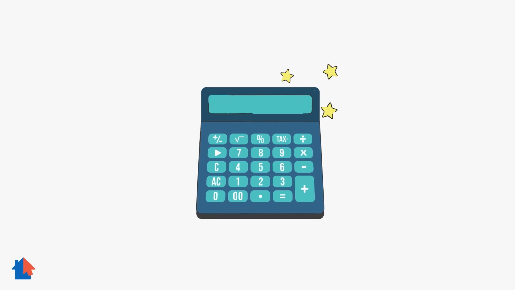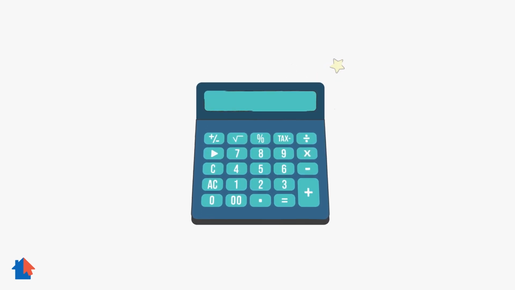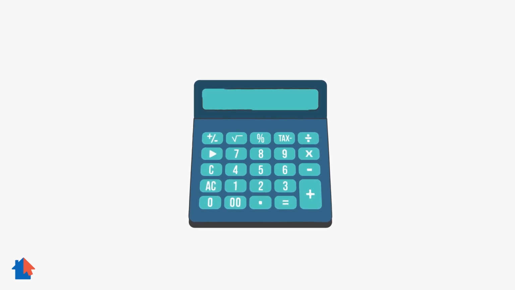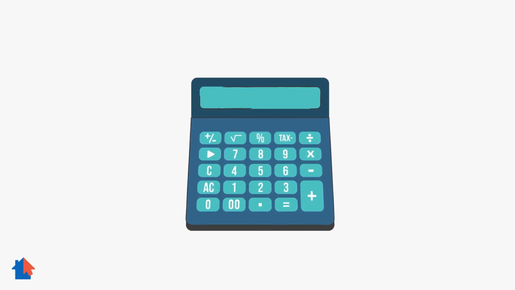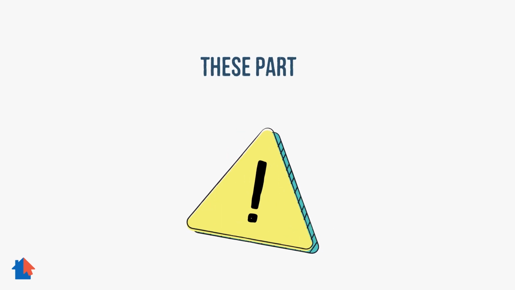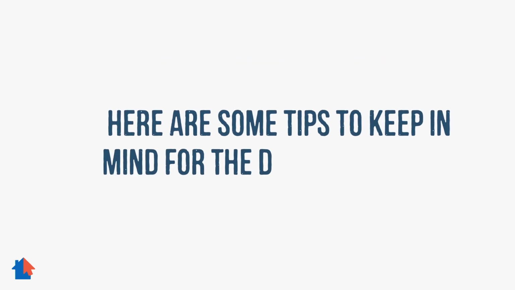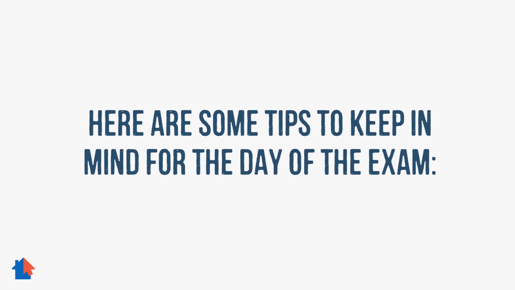For Part 2, you can bring a TI-30XS Multiview scientific calculator or use the calculator on your computer screen, also known as the on-screen calculator. You can also use a formula sheet during the test. These parts are not timed separately. Here are some tips to keep in mind for the day of the exam.